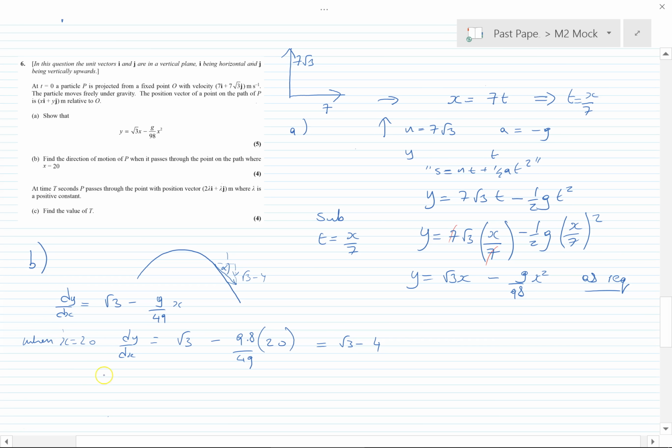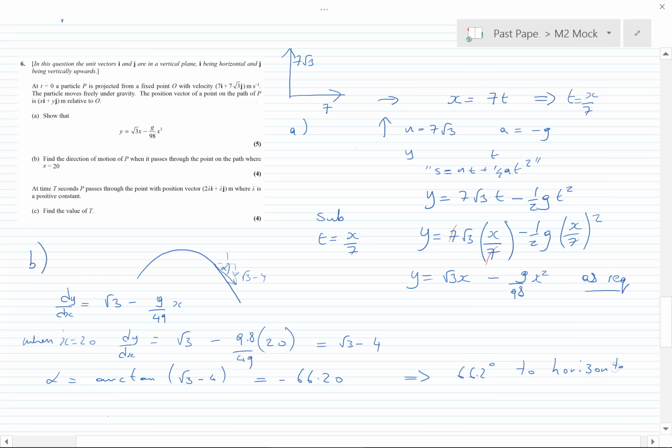But once we've got a gradient, we can actually easily work out the angle, because that angle alpha will just be the arctan of the gradient. So alpha is equal to arctan of square root of 3 minus 4. So that's arctan, that comes to minus 66.2 degrees. So we need to close that off by saying 66.2 degrees to horizontal.